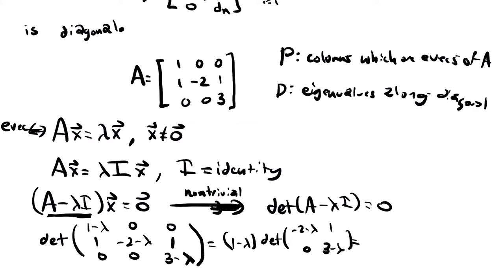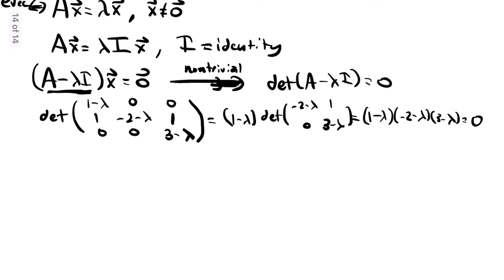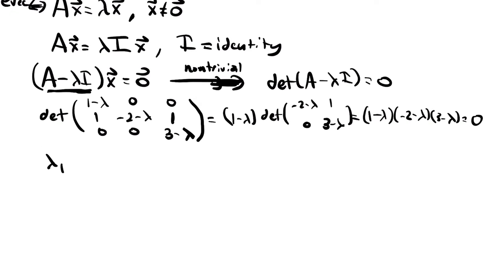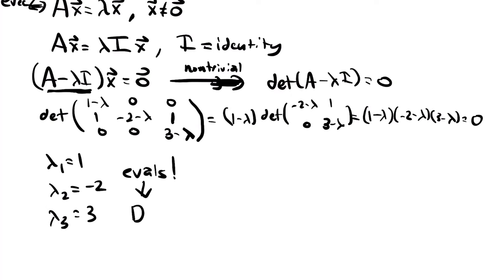The determinant of this is just the product of the diagonals. So this is (1 minus lambda)(-2 minus lambda)(3 minus lambda) equals 0. That's a nice form, very easy to solve for lambda. It has 3 roots already factored out for us. So I'm going to write lambda 1 equals 1, lambda 2 equals negative 2, lambda 3 equals 3. Now I have the eigenvalues. The eigenvalues have been computed, and that makes the matrix D. So now we need to compute P.